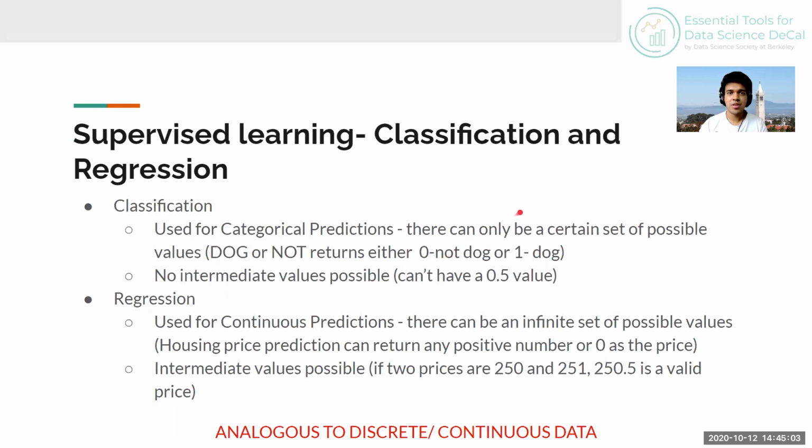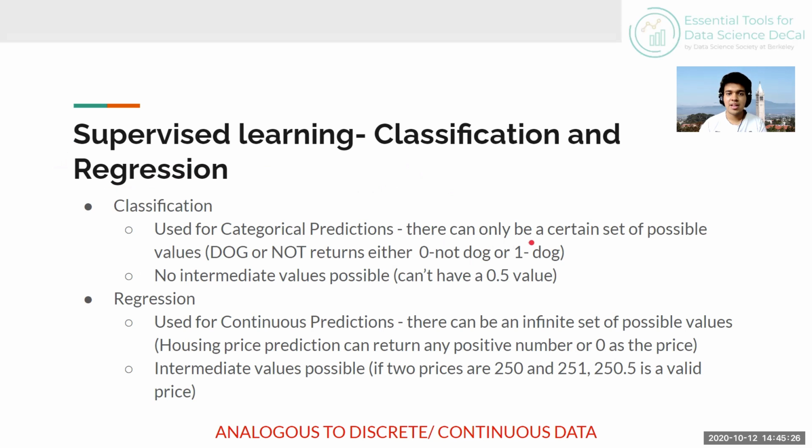Okay, so now we will be talking a bit about supervised learning, because regression, the algorithm that we will be implementing, is actually a form of supervised learning. And the other main form of supervised learning is something called classification. Classification is very similar to what we did with the dog and not dog example. These are used for categorical predictions.